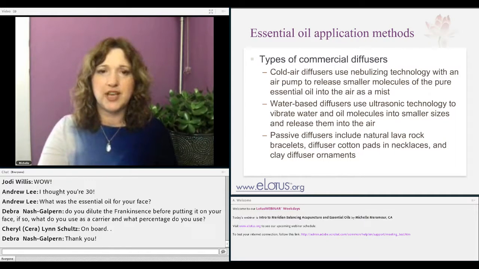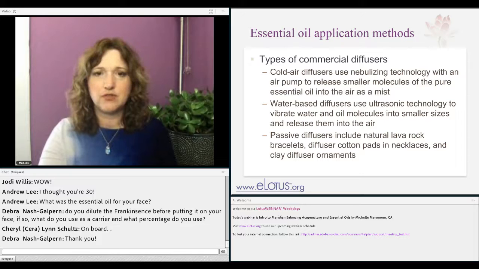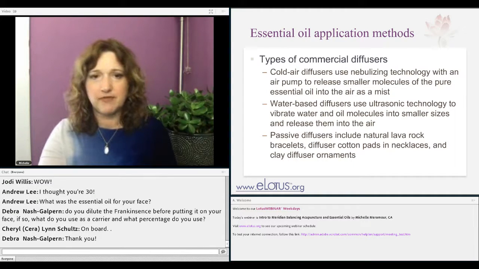The different types of diffusers out there right now are the cold air diffusers that use nebulizing technology with an air pump to release smaller molecules of the pure essential oil into the mist. The cold air diffusers are best for moldy or mildew climates or climates that have too much humidity. Water-based diffusers use ultrasonic technology to vibrate the water and the oil molecules into smaller sizes and release them into the air. These are your atomizers, and these work great for drier climates, just diffusing in general.